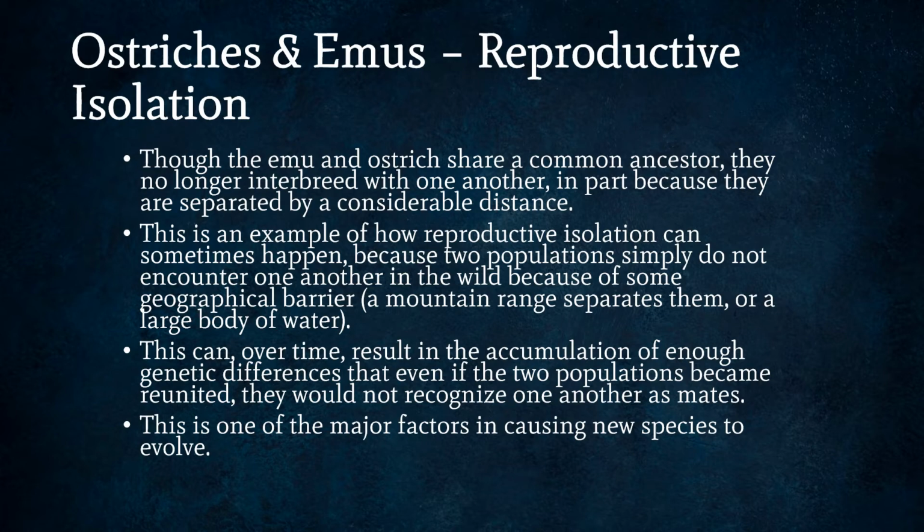This is an example of how reproductive isolation can sometimes happen, because two populations simply do not encounter one another in the wild because of some geographical barrier, like a mountain range or a large body of water. This can over time result in the accumulation of enough genetic differences that even if the two populations became reunited, they would not recognize one another as mates, or they just wouldn't be genetically compatible. This is one of the major factors in causing new species to evolve.